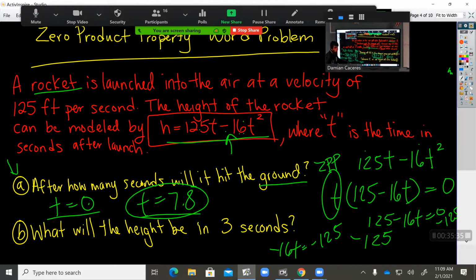How did I get that? Dividing negative 16, and it gives you 7.8. You're just solving for t. All you're doing is solving the equation. And whatever the calculator tells you, that's the answer.